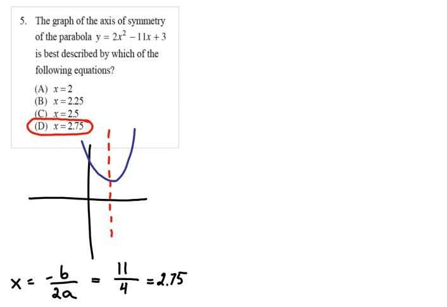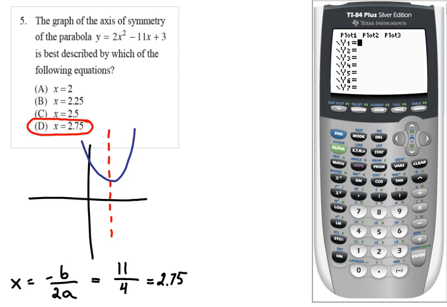Another way that we could have done this, I'll just move that other equation out of the way, is to use our calculator. So using the calculator, we're going to put in the actual quadratic function, so that it matches what we're given in the problem, 2x squared minus 11x plus 3. And then we're just going to graph that.